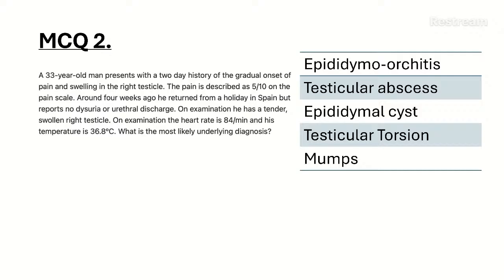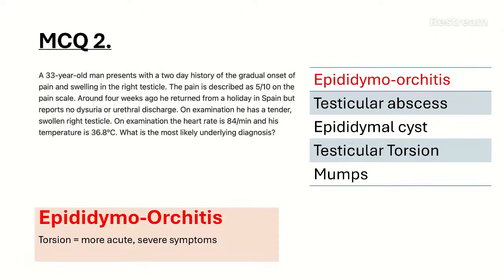Okay. So this one is epididymo-orchitis. Let's talk through the main reasons why we're thinking epididymo-orchitis. So 5 out of 10 pain, not 10 out of 10 pain. It's a gradual onset. It's happened over 2 to 48 hours. He's not compensating, so his heart rate is 84 and he's apyrexial, normal temperature.